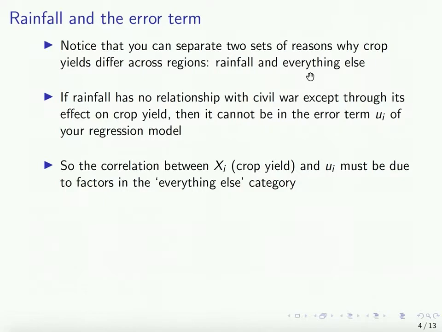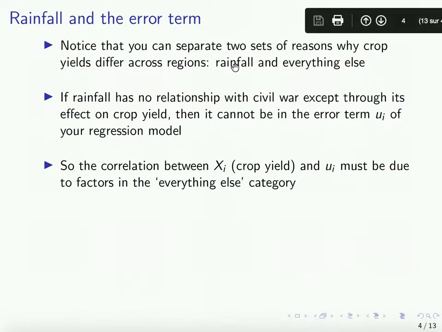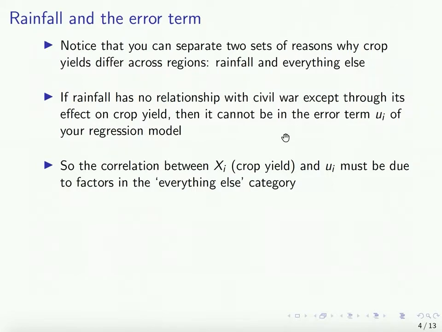Maybe if you have higher levels of technological advancement, your yields are better and you're less likely to go to war. Okay, so these would be in the error term, but they are coming from the everything else category, not rainfall. Again, what we're hoping here is that rainfall has an effect on civil war only through its effect on crop yield.